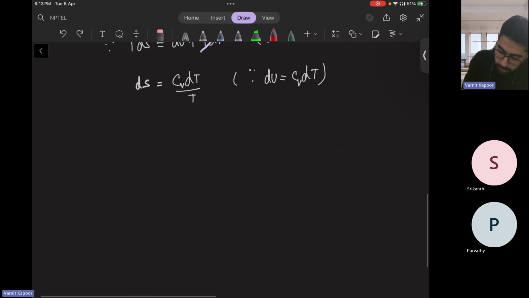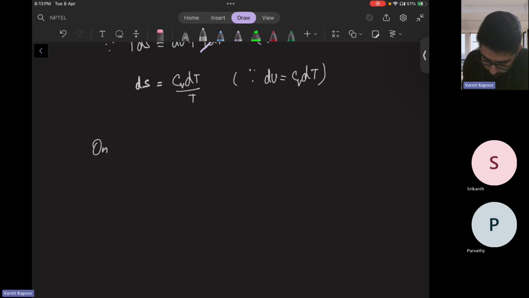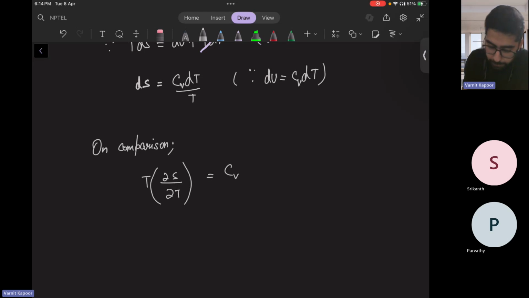So your TdS right here, on comparison of coefficients, T dou S by dou T is nothing but Cv.